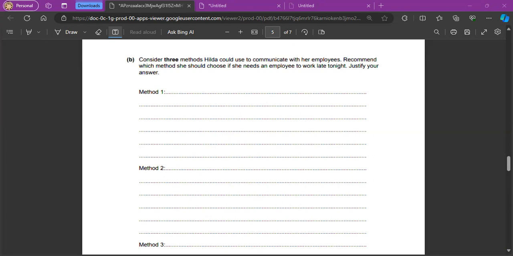Next, probably email. Emails are pretty cheap to send because they just need internet, and it's a pretty fast way to send a message.